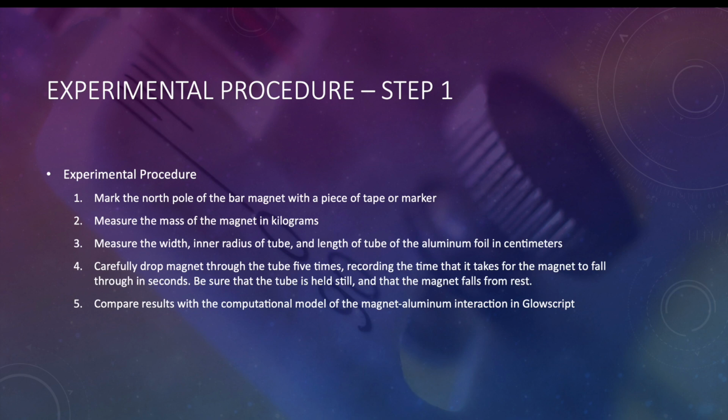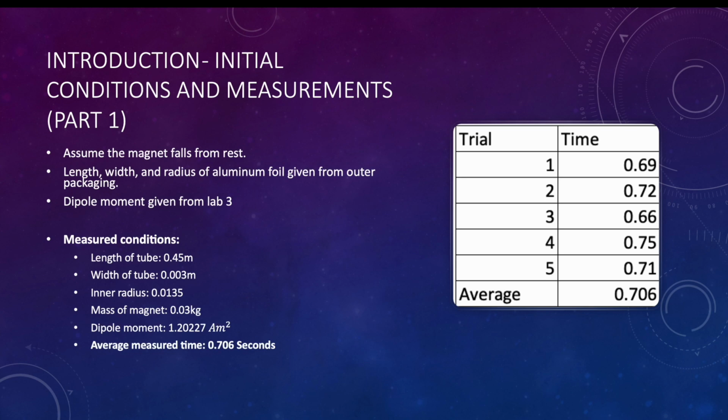Experimental procedure. Step 1: Mark the north pole of the bar magnet with a piece of tape or marker. Step 2: Measure the mass of the magnet in kilograms. Step 3: Measure the width, inner radius, and length of the tube of aluminum foil in centimeters. Step 4: Carefully drop the magnet through the tube 5 times in a row, recording the time it takes for the magnet to fall through in seconds. Be sure that the tube is held still and the magnet is dropped from rest. Step 5: Compare the results with a computational model of the magnet-aluminum interaction in GlowScript.